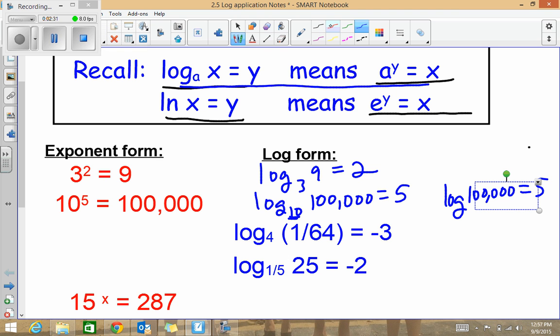Okay, now the next example, we were given a log form and we want to write the exponential form. So we've got log base 4 of 1/64 equals -3. So to rewrite it as an exponent, we would say 4 to the -3 equals 1/64.